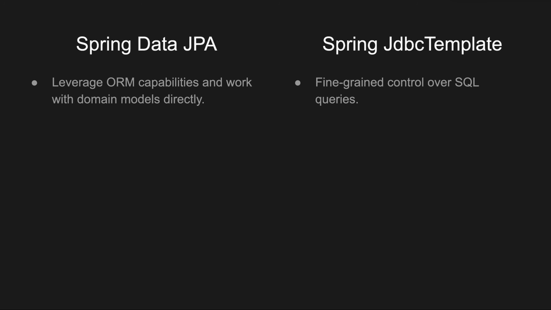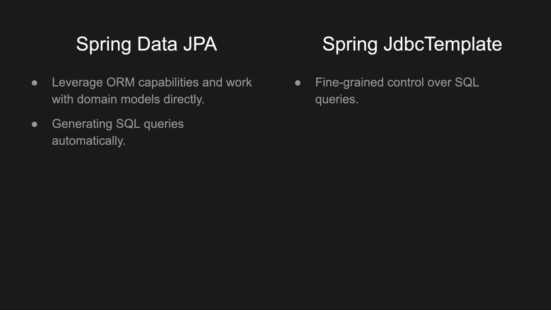So we have seen both approaches for Spring data access management. Basically, both approaches can coexist within the same application, and each one has its use cases. For example, Spring Data JPA is best for projects where you want to leverage ORM capabilities and work with domain models directly. On the other hand, JdbcTemplate is best for projects where you want fine-grained control over SQL queries.